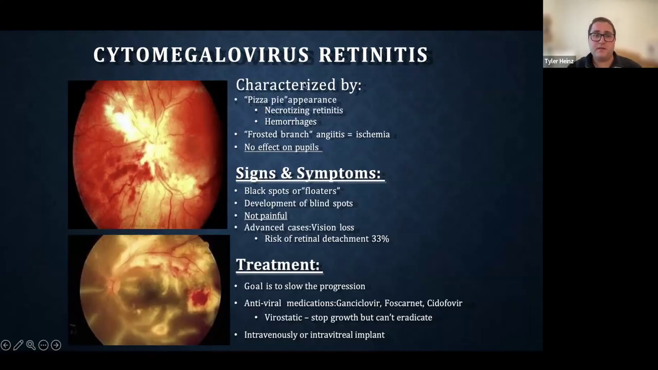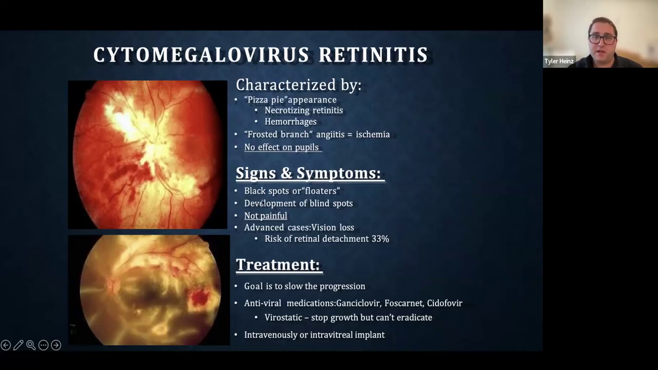But they may say that when you look with the ophthalmoscope, you see necrotizing retinitis, multiple diffuse hemorrhages, frosted branch angiitis, which again is what we see in this picture down here. These frosted branches, they look like ice is on them. That's ischemia. So you're losing the blood flow to here. You're starting to have ischemia near where those blood vessels were. It's not going to have an effect on the pupils.